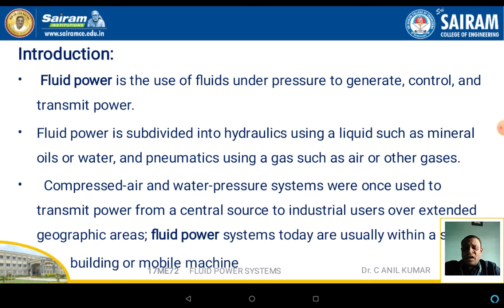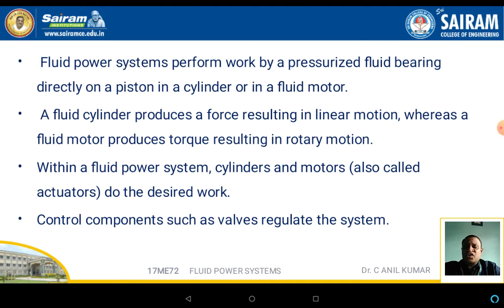Compressed air and water pressure systems were also used to transmit power from one end to another. Fluid power systems today are usually within the source as well as buildings or even in mobile applications. Fluid power systems perform work by pressurized fluid bearing directly on the piston cylinder, or in the case of fluid motors.